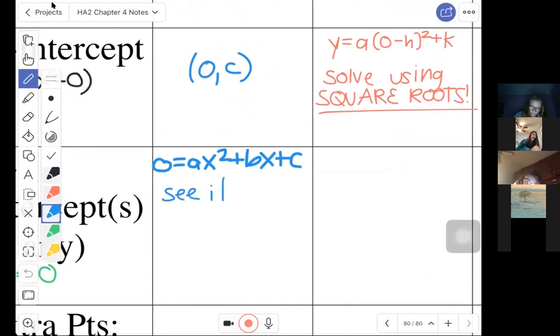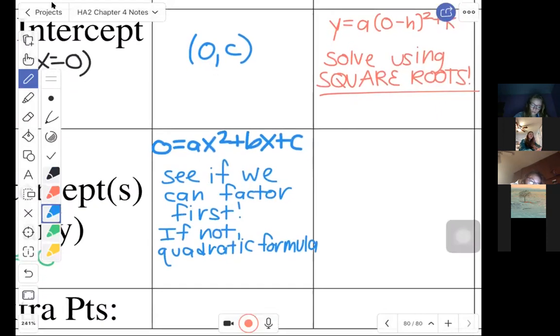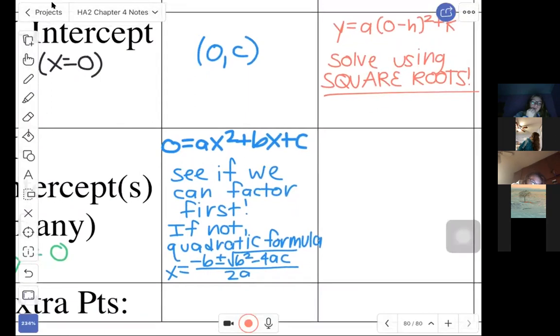So see if we can factor first. If not, quadratic formula. Which is that beautiful x equals negative b plus or minus square root b squared minus 4ac all over 2a. You don't need to write this down if you know it, but it's nice to have a refresher.